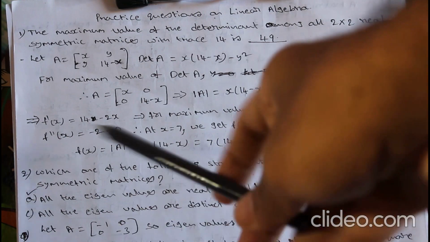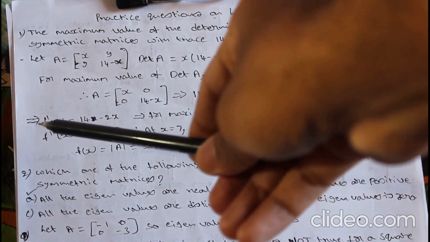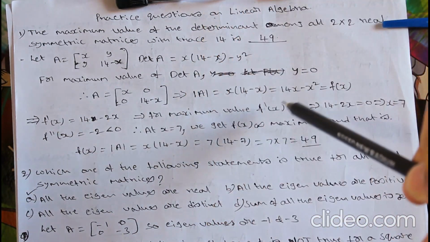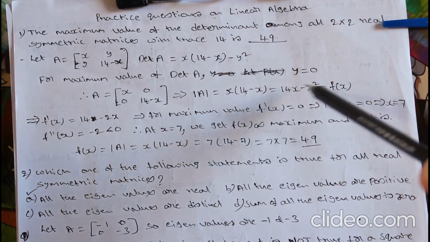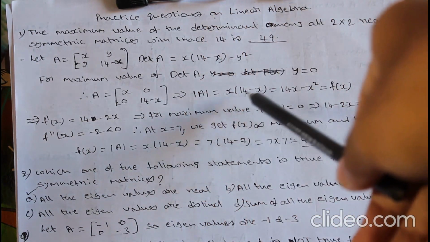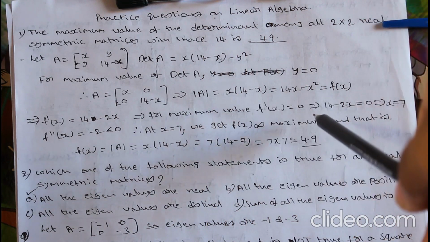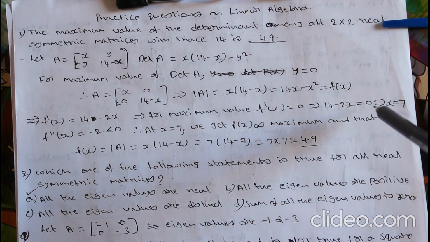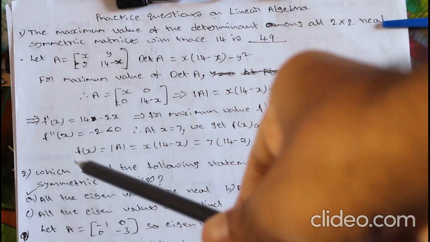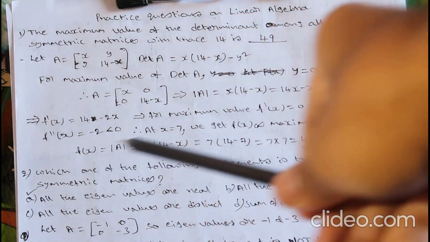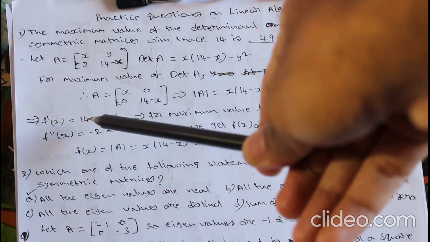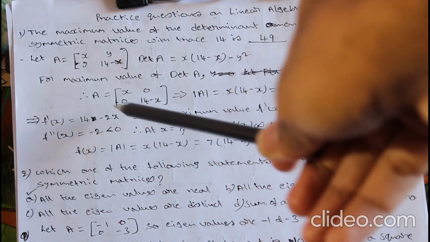Now let us do that first. Differentiate the function f of x with respect to x. So 14x becomes 14, and minus x square becomes minus 2x. So 14 minus 2x. To get the maximum value, we have to equate this to 0. So 14 minus 2x is equal to 0, that means x is equal to 7. Now in order to find whether it is maximum or minimum, double differentiate this, that means differentiate again with respect to x.